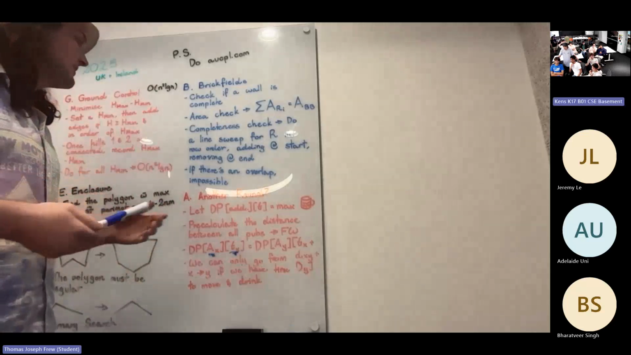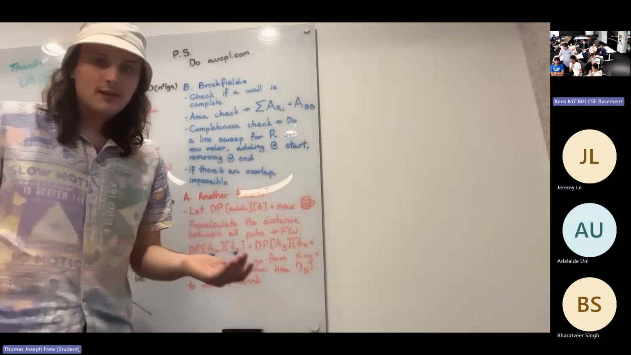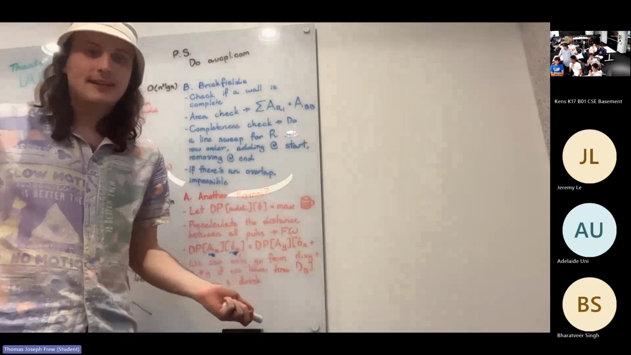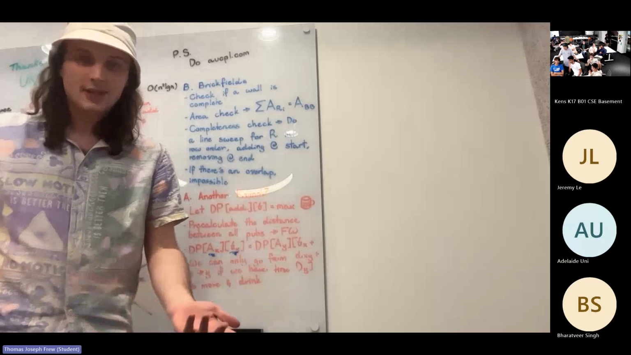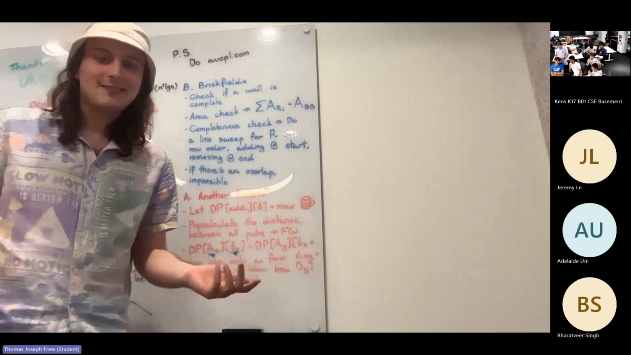Now, if you're going through this line sweep and there's ever two intervals that overlap, that means that there are two rectangles that overlap at the same point. So you know that it's impossible. If you can get through the entire line sweep and this never occurs, then you know that all the points are covered correctly.